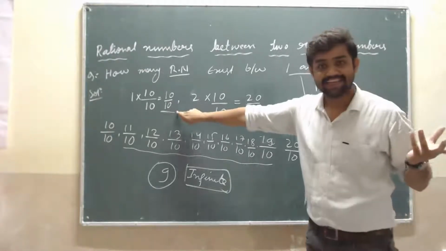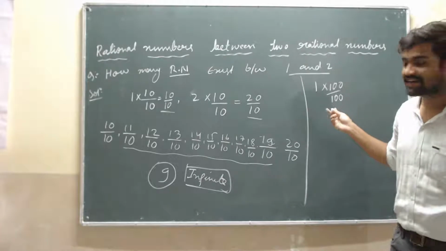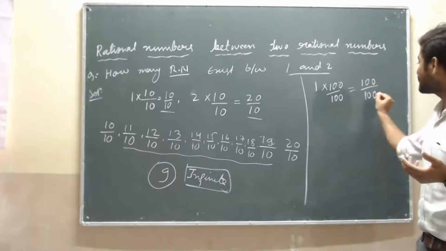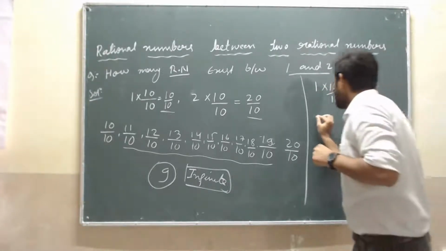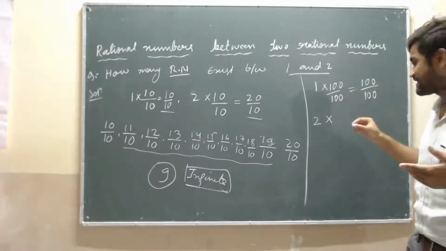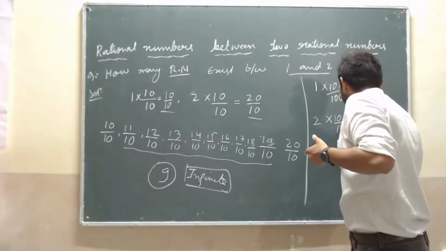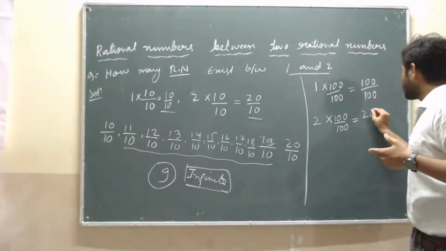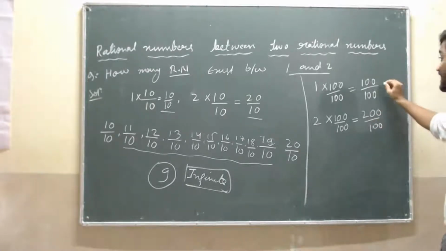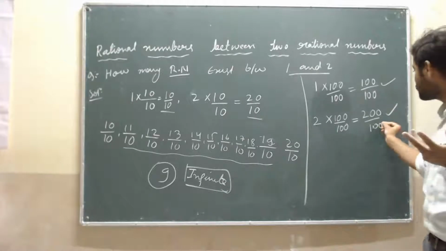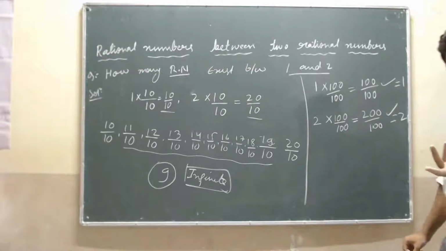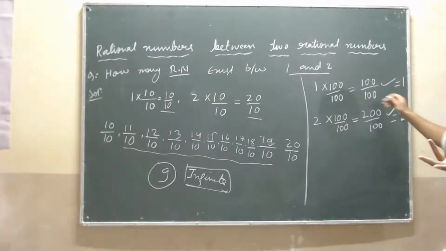Isn't it like this? Instead of 10, here we make it 100. Okay, then we will get 100 by 100. Sure, 100 by 100 gives the answer 1. Then we have 2, that is, we have to multiply and divide it by the same number as we did in the first case. 100 by 100, then what will we get? 200 by 100, isn't it? Now we have to find out the rational numbers between 100 and 200. Why, sir? Because these are equal to 1 as well as 2, isn't it?